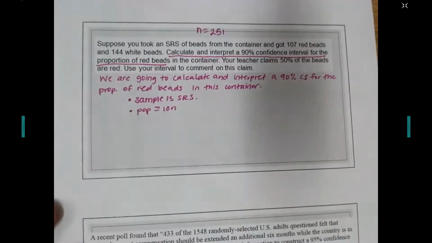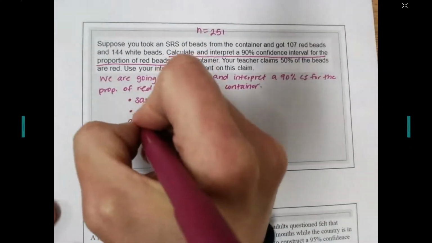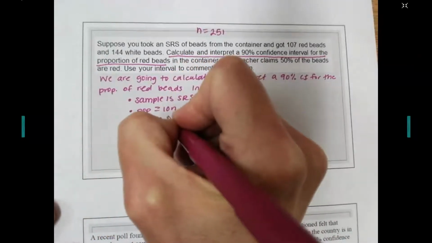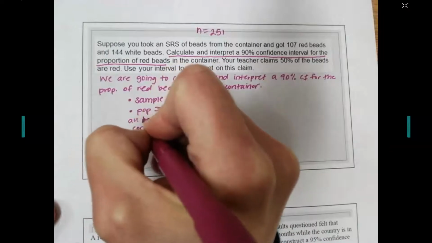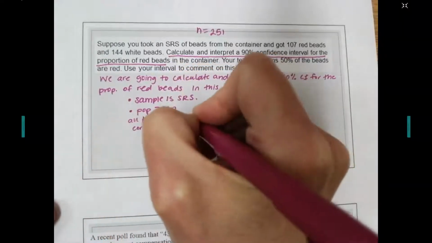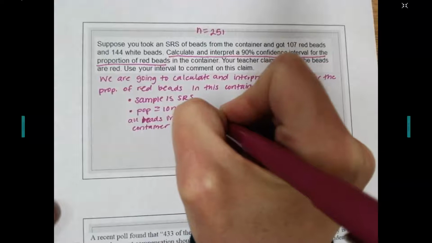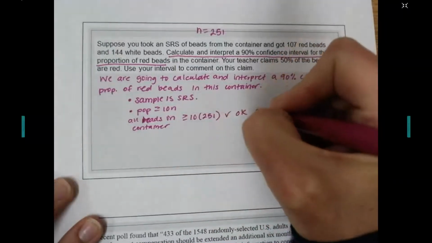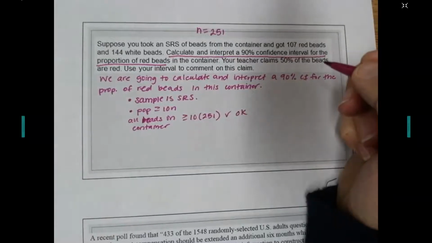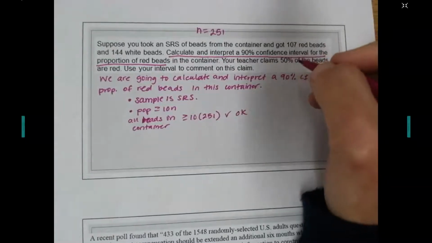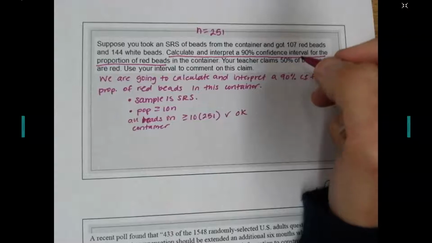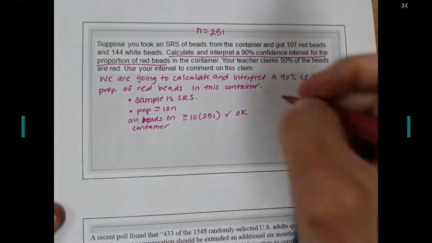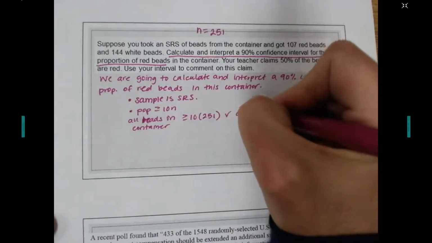107, 144. Okay, the population would be all beads in the container. Now, I'm going to assume that there are lots and lots and lots of beads and that this is okay so that we can assume independence. If this was a question on the AP exam, they would tell you, hey, there were 5,253 beads in this container. And then that way you would know what the population was and you would know that actually checked out. So, okay to assume independence.